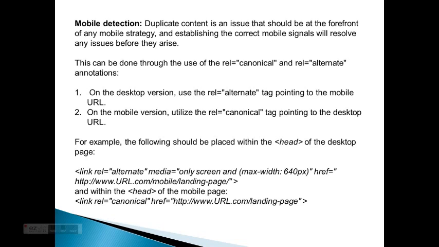For example, the following should be placed within the head of the desktop page. The link rel is alternate, media is only screen and max-width 640 pixels, and the href is the URL for the mobile landing page. Within the head of the mobile page, the link rel canonical has the href for the actual desktop landing page.